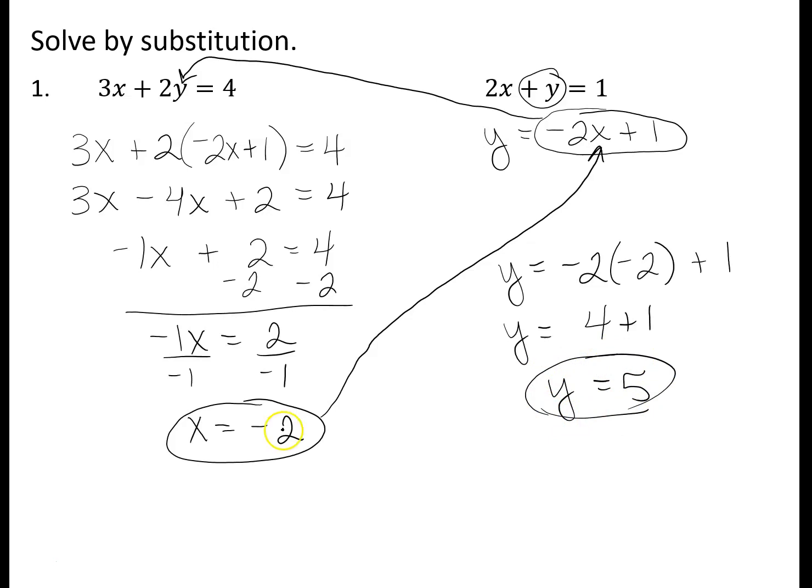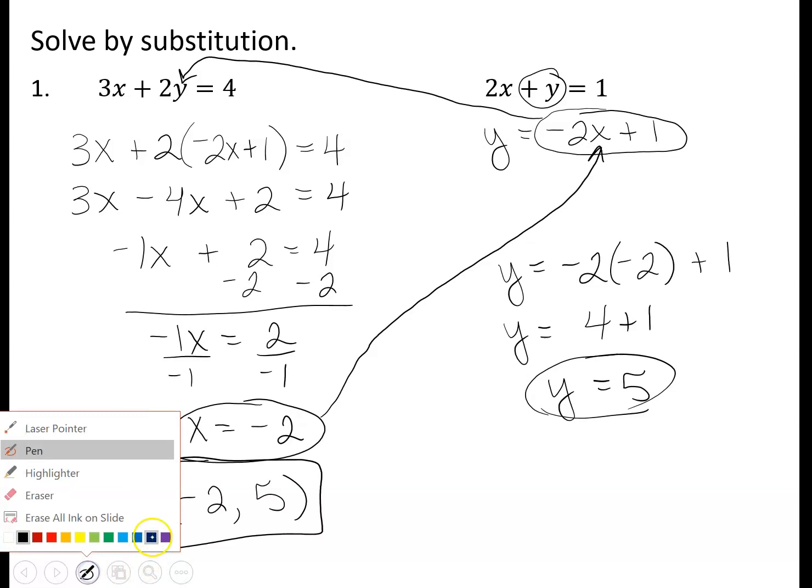So now we have a value for x, we have a value for y. Let's go ahead and write the solution as an ordered pair. So parentheses, it'd be negative 2, comma, 5. This is how we want to write our answer. Now certainly we could check it. Maybe we should do that at least once here.